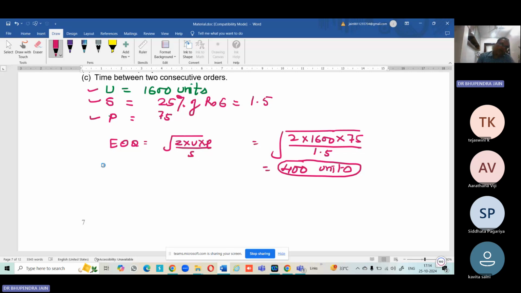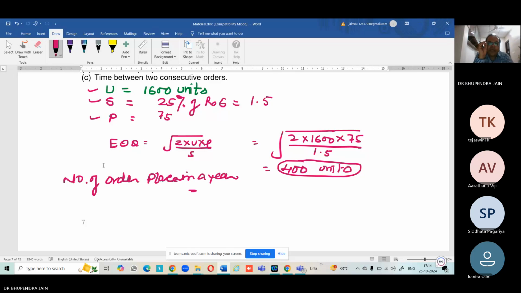Now, the next formula. Number of orders placed in a year. Very easy, not very tough. The annual requirement is 1600 units, and you purchase 400 units at a time. Then you have to place a total of 4 orders in a year.